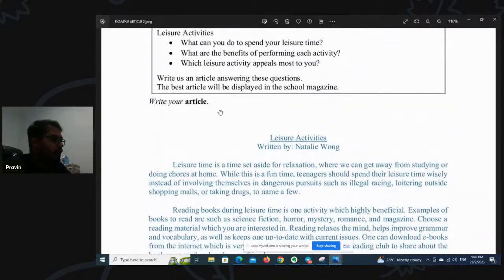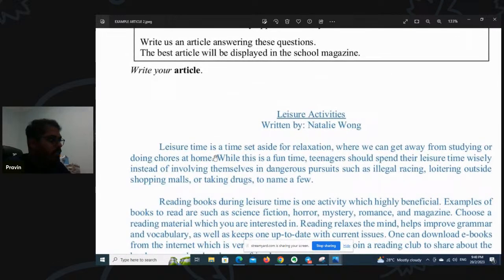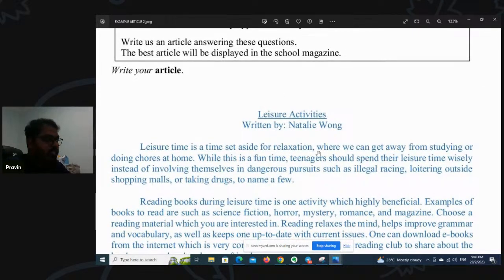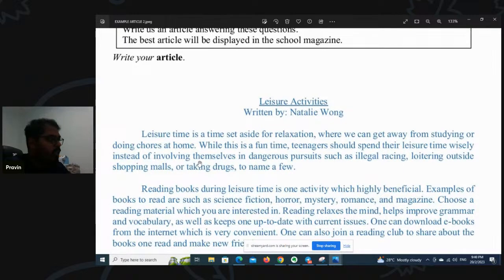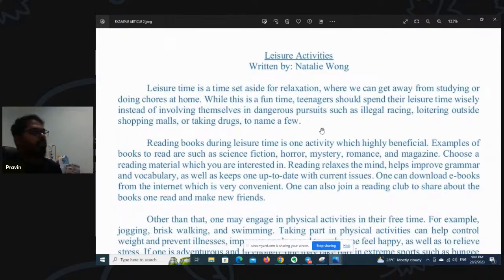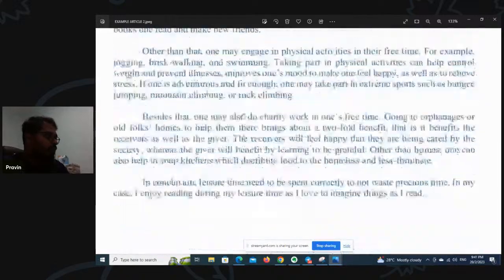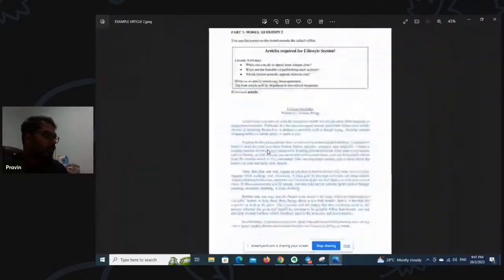And if you look at the intro, it is like giving a definition. Leisure time is a time set aside for relaxation, where we can get away from studying or doing chores at home. While this is a fun time, teenagers should spend their leisure time wisely instead of involving themselves in dangerous pursuits. Pursuits means activities, such as illegal racing, loitering outside shopping malls, or taking drugs, to name a few. So again, what you can see here is the introduction giving a definition. And then again, you have the rest, which I don't want to discuss. You can read this on your own.